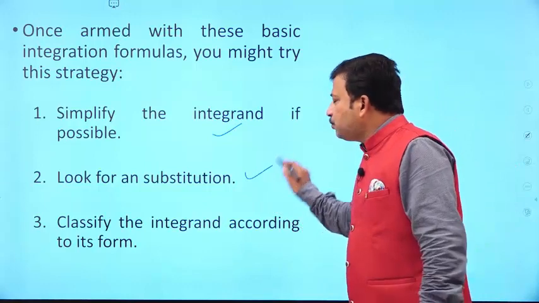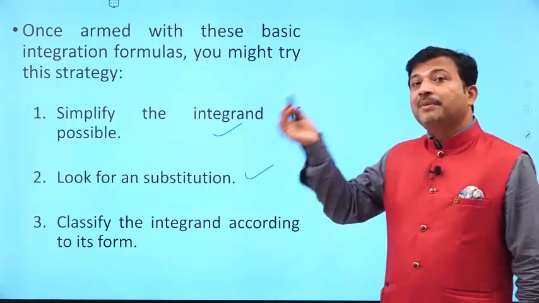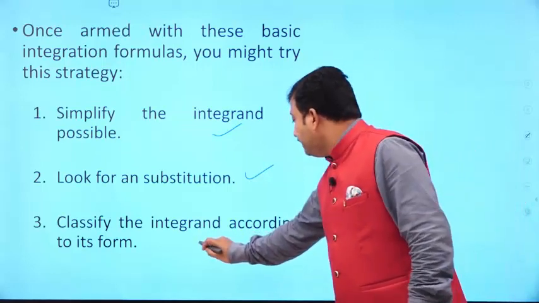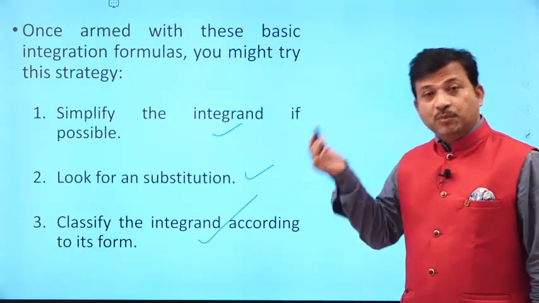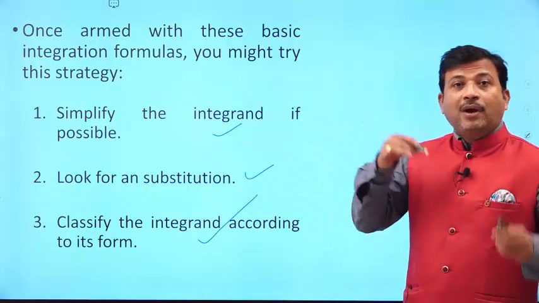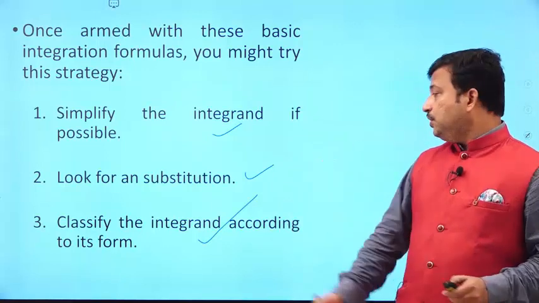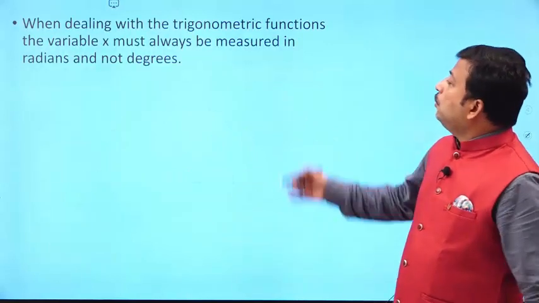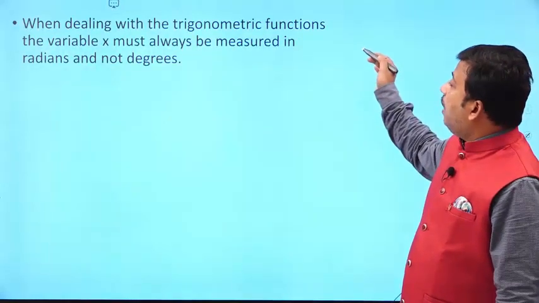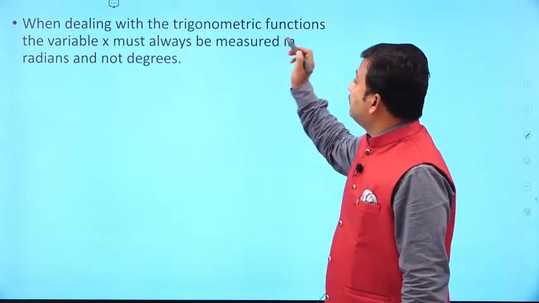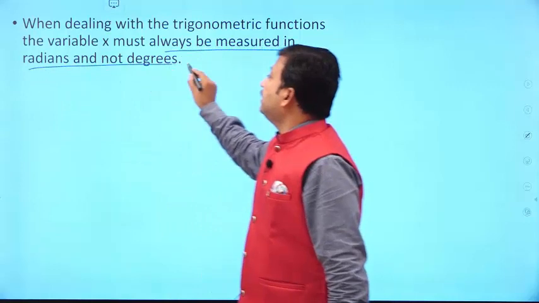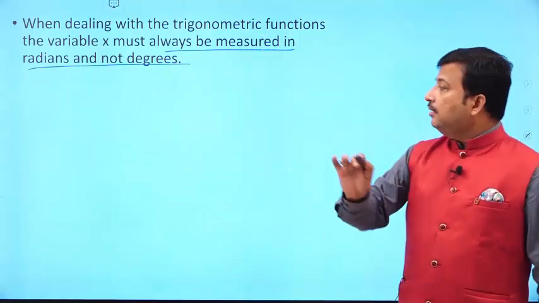Look for a substitution, whether any substitution methods are available to simplify the process. Classify the integrand according to its form, whether it is exponential, whether it is trigonometric, what type of function is given. Based on that, we need to classify it. These are the three methods. When you're dealing with trigonometric functions, the variable x must always be measured in radians, not in degrees. This you must remember, right?